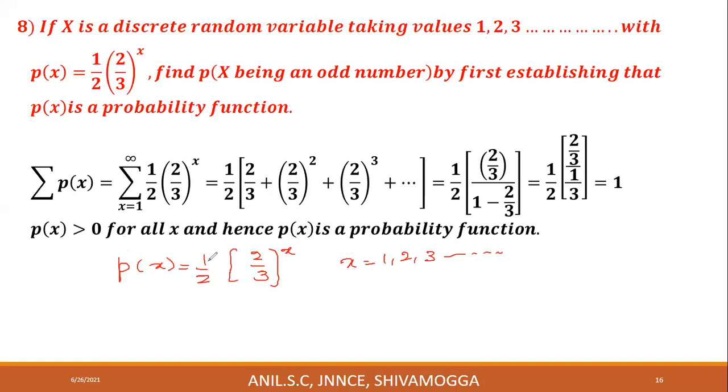When x is equal to 1, p of x will be 1 by 2 into 2 by 3 whole power 1, positive. When x is equal to 2, 1 by 2 into 2 by 3 whole power 2, positive. When x is equal to 3, 1 by 2 into 2 by 3 whole power 3, that's also positive. Therefore, for all values of x from 1 to infinity, p of x is positive. Therefore, the first condition is established.